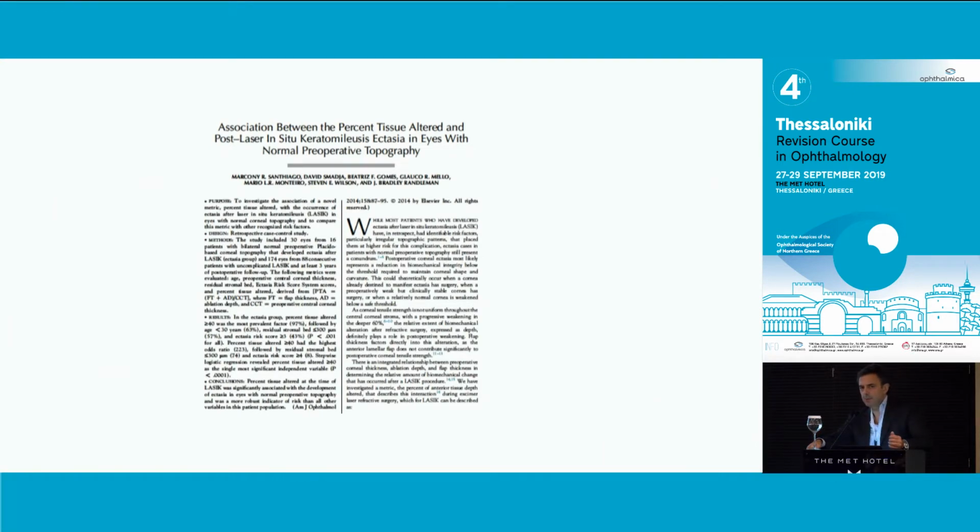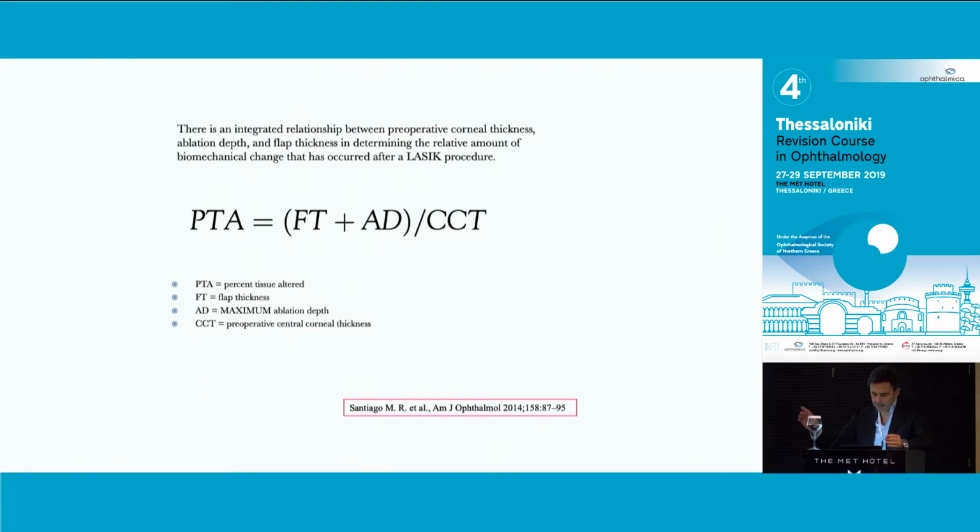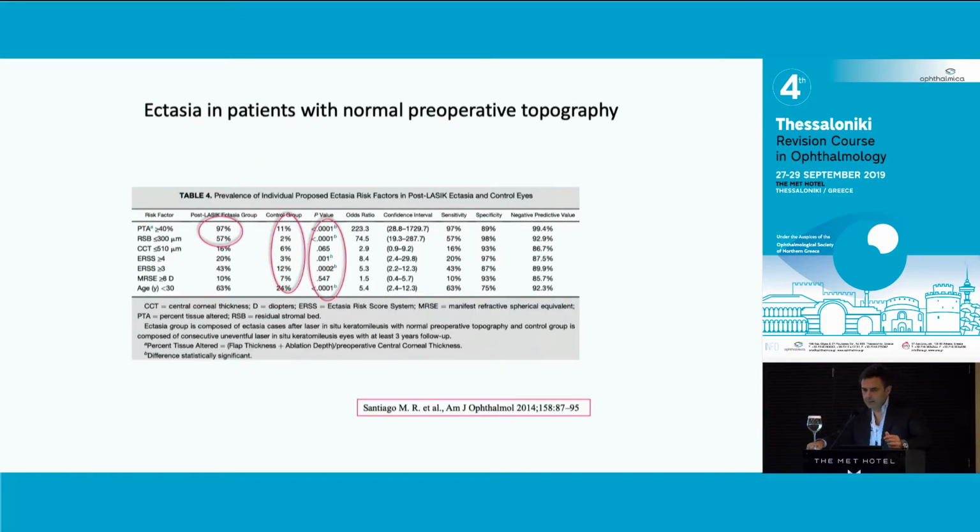The second paper is more recent, and this is the one that looks at the PTA, which is the percentage of tissue being altered by the LASIK procedure. That's how you can calculate it. You can look at the paper, but basically if it is more than 40%, your risk of ectasia is going to be higher, and I think you should switch to a different surgical technique. This shows you clearly cases that developed ectasia, and in retrospect, they had a PTA higher than 40.